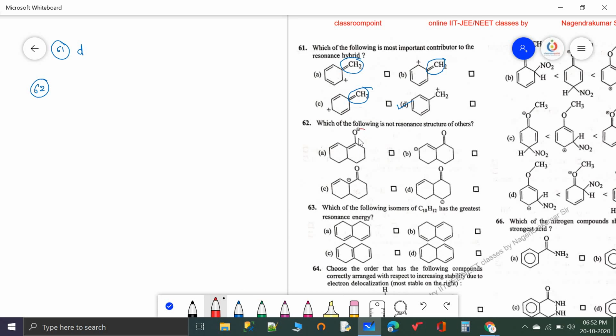Now imagine again this negative charge is shifted here. These pi bond electrons are shifted over here. So this carbon gets the negative charge. Means now these two are resonance structures of each other. But in this case, from where has this negative charge come? Because no conjugation is there. So this particular structure does not contribute as a resonance structure of the others. So option D is correct here.